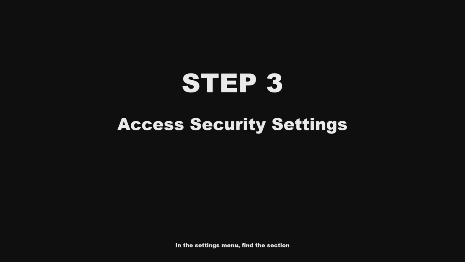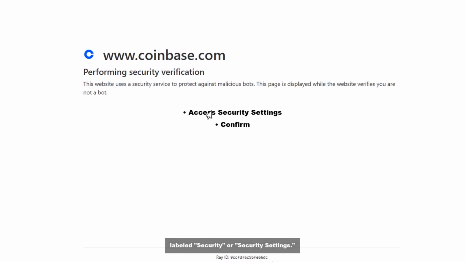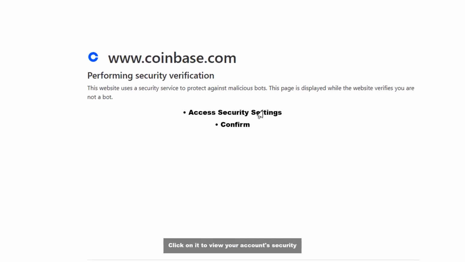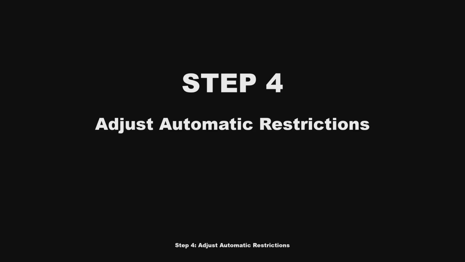In the settings menu, find the section labeled Security or Security Settings. Click on it to view your account's security features. Step 4. Adjust automatic restrictions.